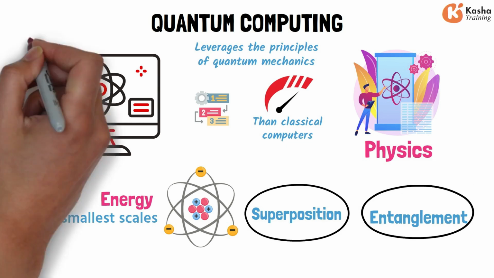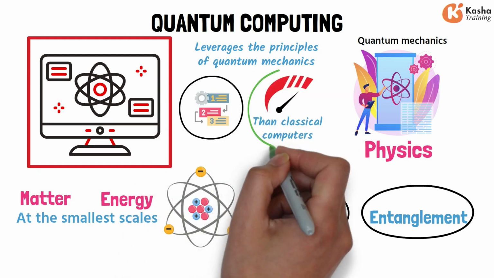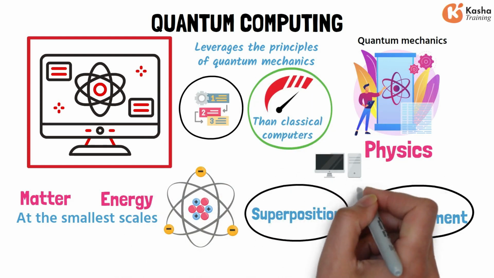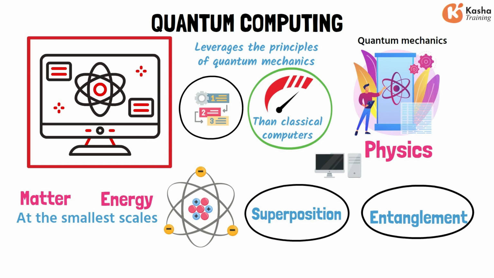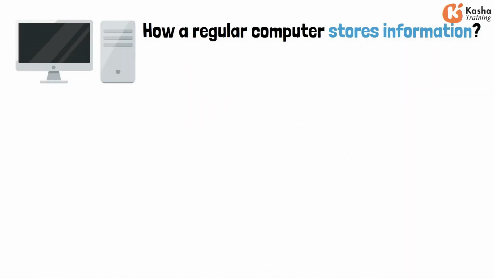In simple words, a quantum computer is a type of computer that uses quantum mechanics so that it can perform certain kinds of computation more efficiently than a regular computer can. Let's understand this by example. How a regular computer stores information.